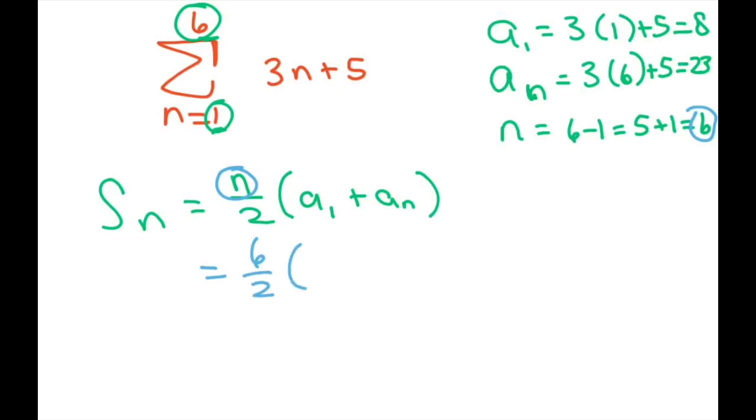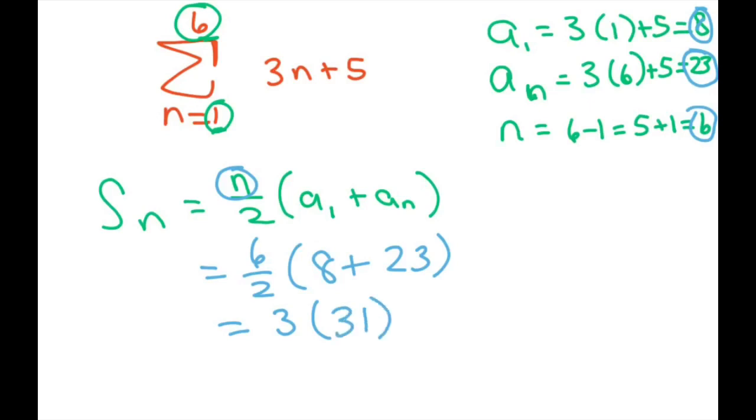Our first term is 8 here. Our nth term or last term is 23. So what we get is 3 times 31, and that equals 93. That's your final answer.